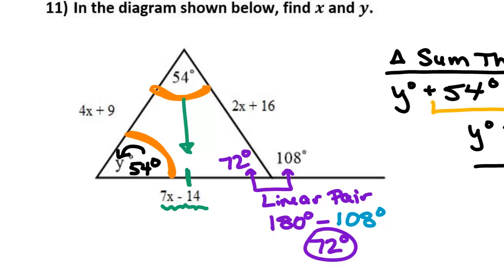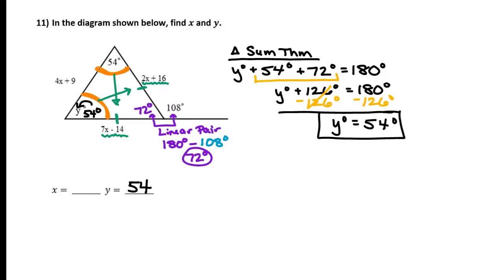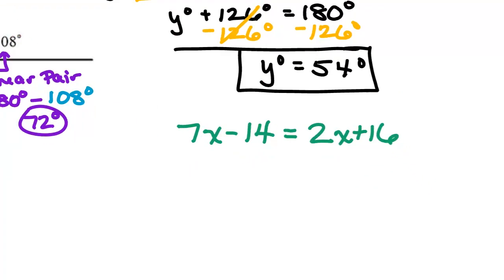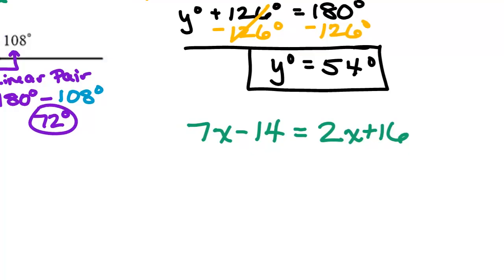What is the other side that would be congruent to that? 2x plus 16. Opposite this angle is the other side that is congruent, so right here. So I can take 7x minus 14 and set it equal to 2x plus 16. You will get a very different answer if you set these two sides equal to each other, or if you set these two sides equal to each other. Please make sure you pick out the correct two sides, the ones that are congruent, that are opposite our congruent angles, to find x.